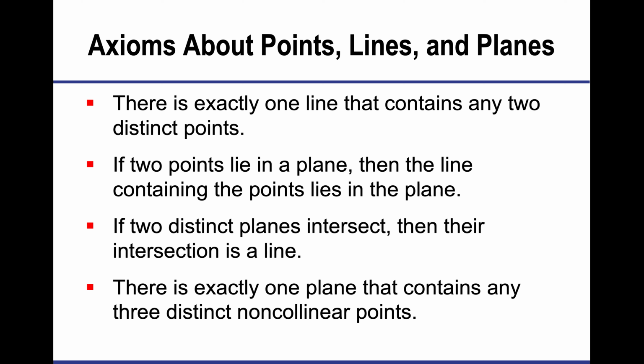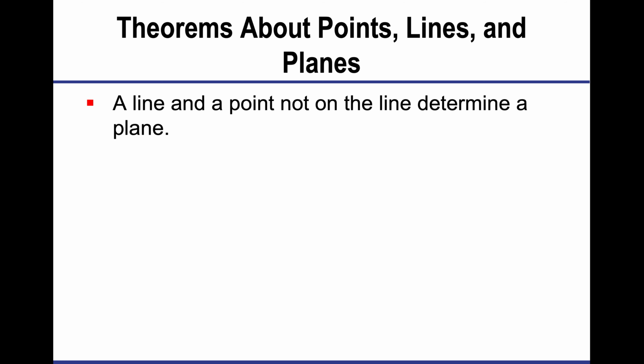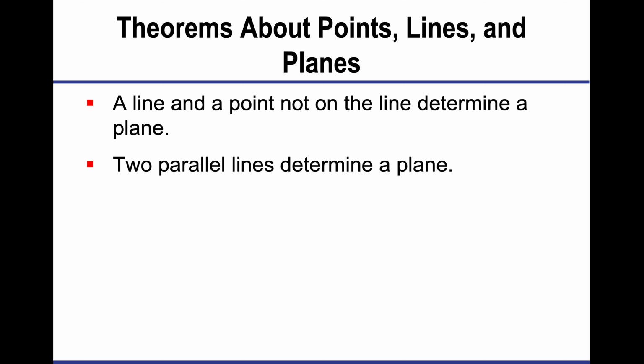And there is exactly one plane that contains any three distinct non-collinear points. That means points that are not in a line. I can only have three. A line and a point that are not on the line determine a plane. So when I'm trying to name a plane, I need 2 points to be on a line and 1 point that is not on the line.